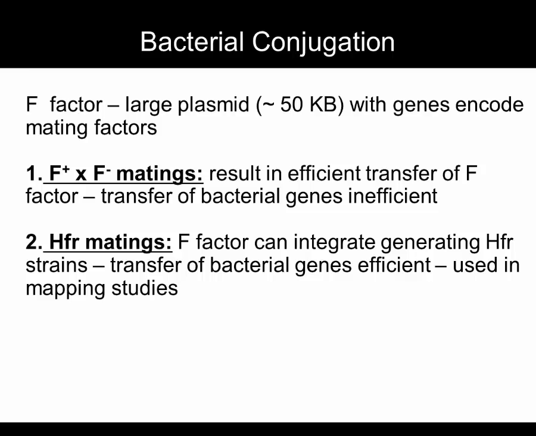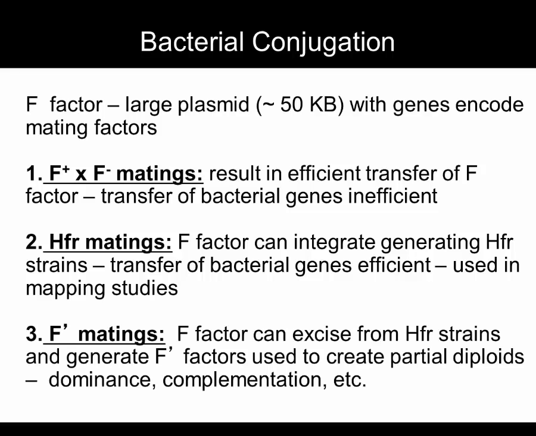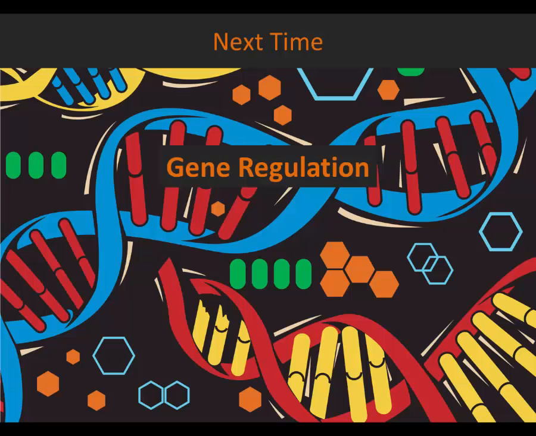Lastly, F prime matings involve an F prime factor, an F factor that was imprecisely excised from an HFR chromosome, and ended up taking some chromosomal DNA with it. These matings result in partial diploids, which are important for all the assays we've previously discussed that require diploid organisms. So it looks like bacteria will be pretty useful for genetics after all. Next time, we'll use the tools of bacterial genetics to explore the important topic of gene regulation.